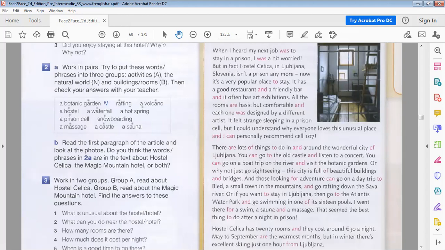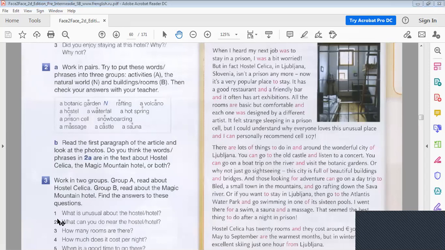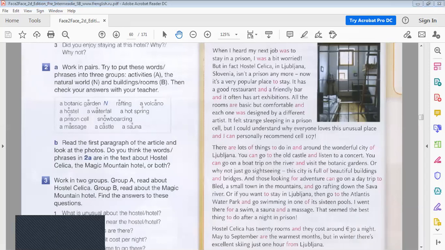Hostel Celica. When I heard my next job was to stay in a prison, I was a bit worried. But in fact, Hostel Celica in Ljubljana, Slovenia, isn't a prison anymore. Now it's a very popular place to stay. It has a good restaurant and a friendly bar, and it often has art exhibitions. All the rooms are basic but comfortable, and each one was designed by a different artist. It felt strange sleeping in a prison cell, but I could understand why everyone loves this unusual place, and I can personally recommend cell 107.